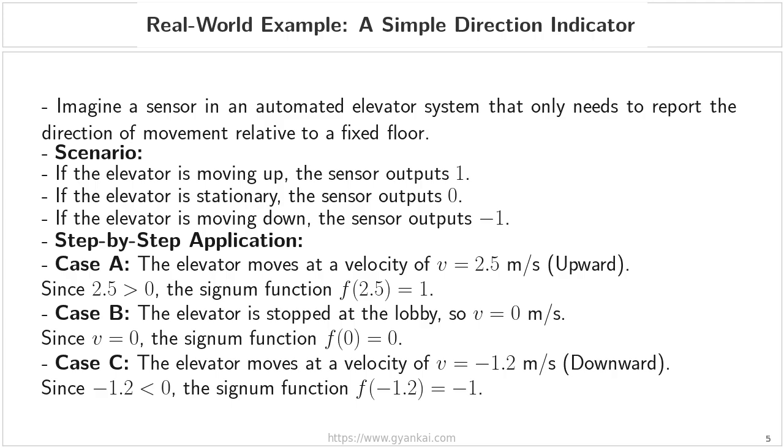Finally, case C. Suppose the elevator is moving downward at a velocity, v, of -1.2 meters per second. Since -1.2 is less than 0, the Signum function of -1.2 equals -1. As you can see, the magnitude of the speed doesn't change the output, only the direction matters. Now, before we wrap up with our final summary, let's look at some common pitfalls to avoid when working with this function.